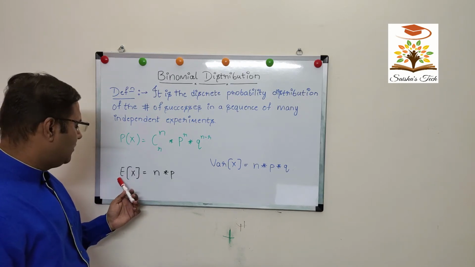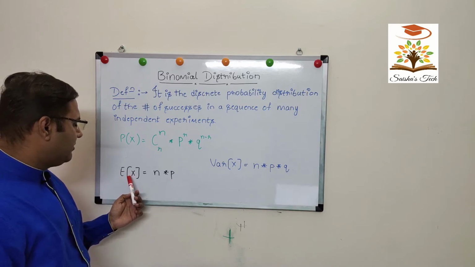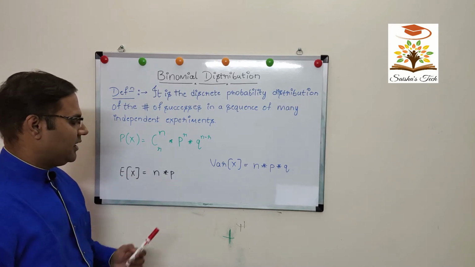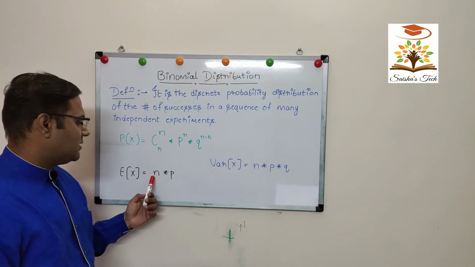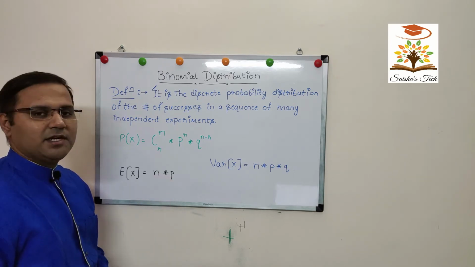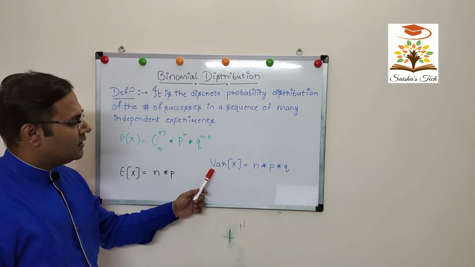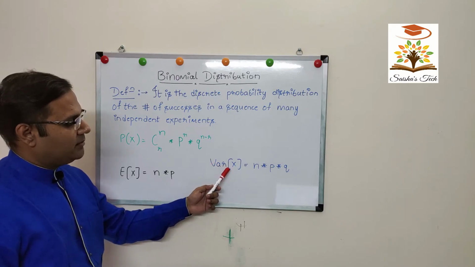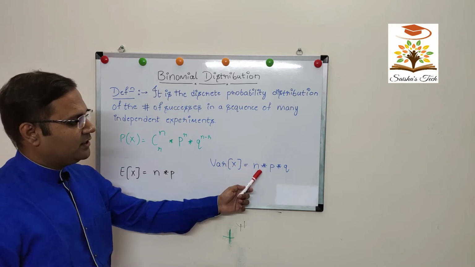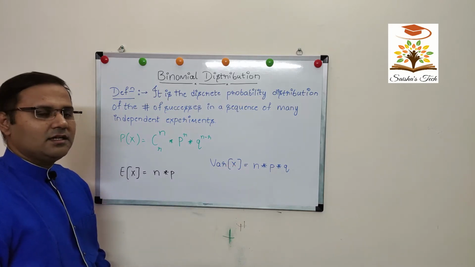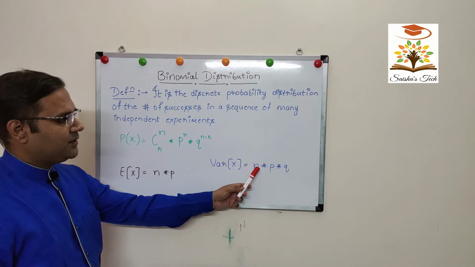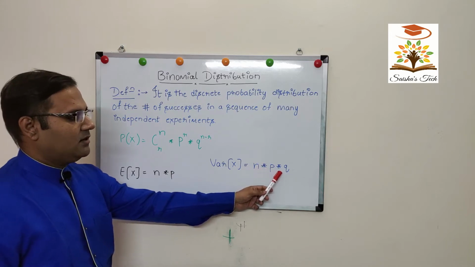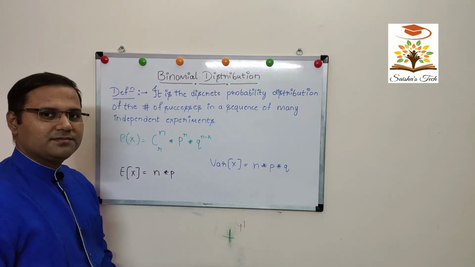The expected value of a random variable X is equal to n into p, where n represents the number of trials and p represents the probability of success. The variance of the probability distribution for a random variable X is equal to n into p into q, that is, the number of trials, the probability of success and the probability of failure.